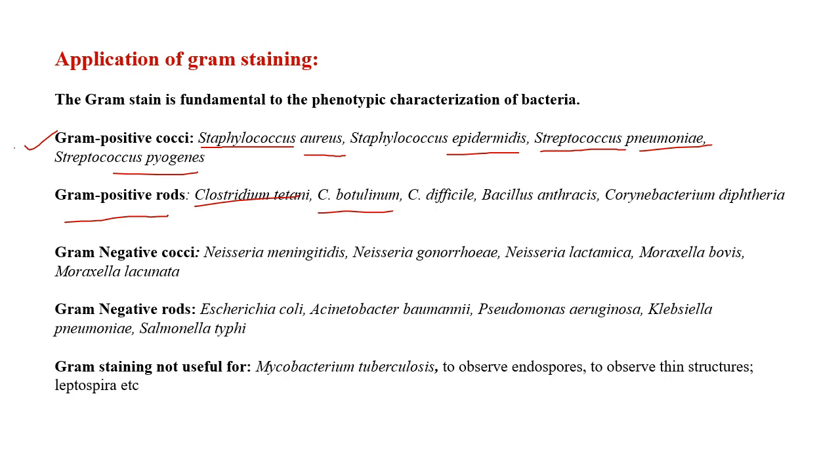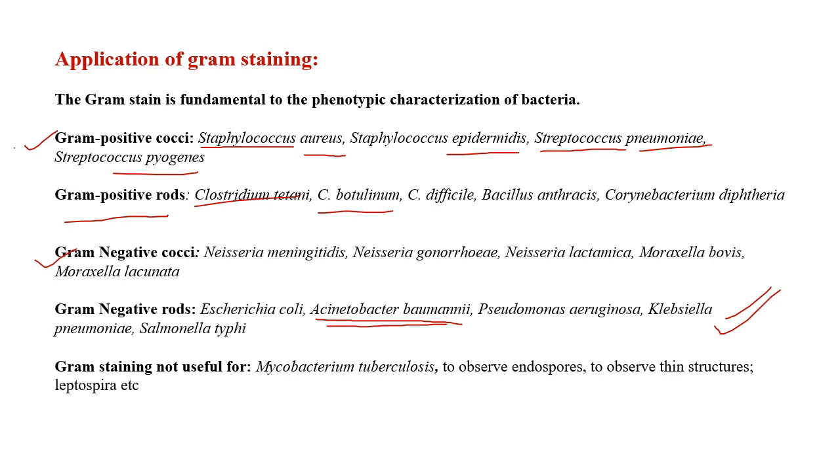And in case of gram negative cocci, this is very important. For gram negative cocci, you can have Neisseria meningitidis, Neisseria gonorrhoeae, Neisseria lactamica, Moraxella bovis, and Moraxella lacunata. Then gram negative rods can have E. coli, Acinetobacter baumannii, Pseudomonas aeruginosa, Klebsiella pneumoniae, and Salmonella typhi. These organisms are really important in terms of clinical microbiology. In case of infection, Acinetobacter baumannii is the most horrible organism right now. As per the WHO list, resistant organisms are growing continuously, so carbapenem resistant Acinetobacter is the first priority by WHO for discovery and development of new antibiotics.